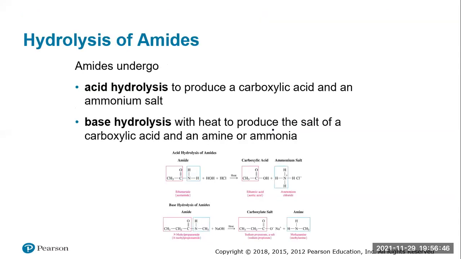Now, amides do undergo two types of reactions that you do need to be aware of. They undergo hydrolysis reactions. One is an acid hydrolysis, and one is a base hydrolysis. And like what we talked about with hydrolysis reactions before, in the acid hydrolysis, you actually get back the carboxylic acid, and you get an ammonium salt. That is the case as we look down here.